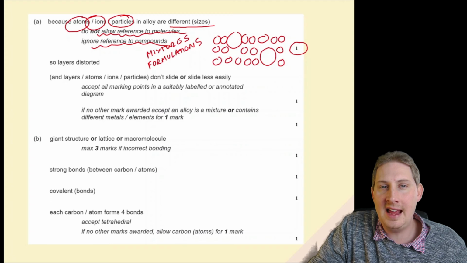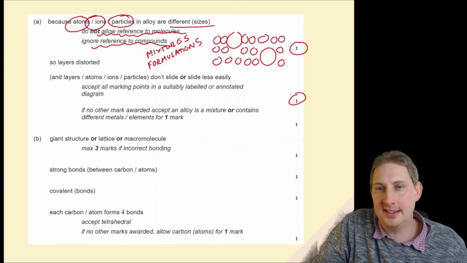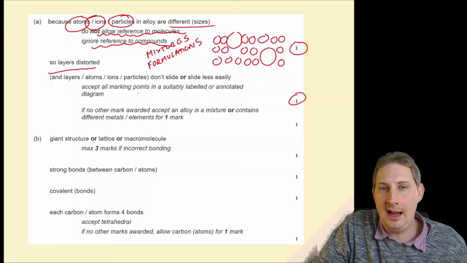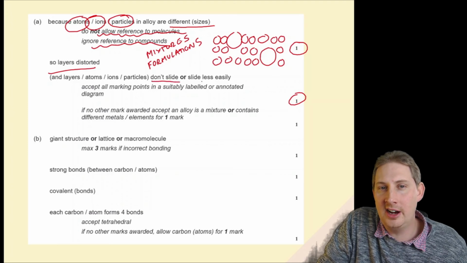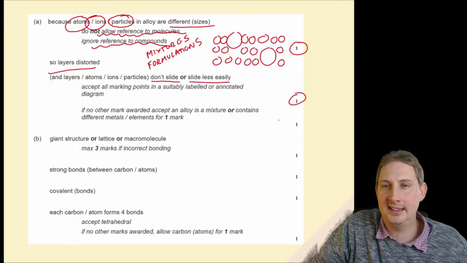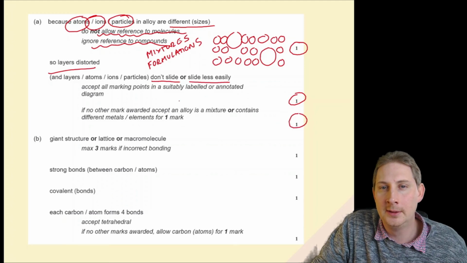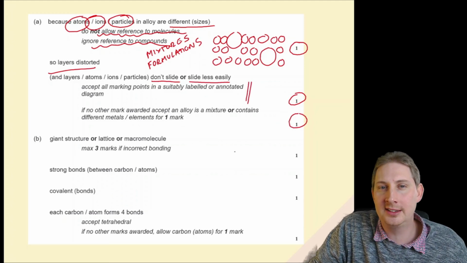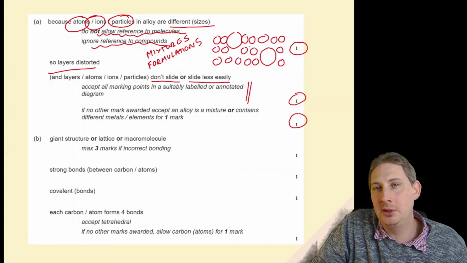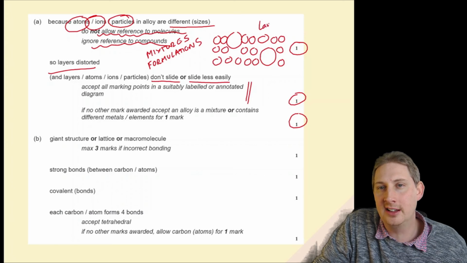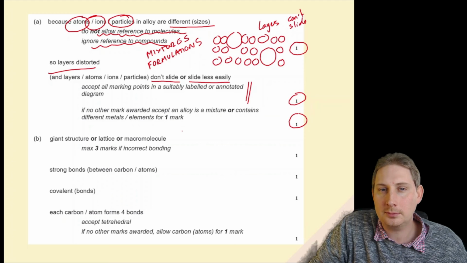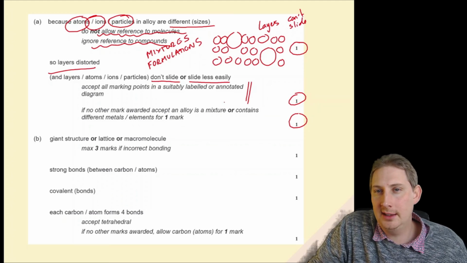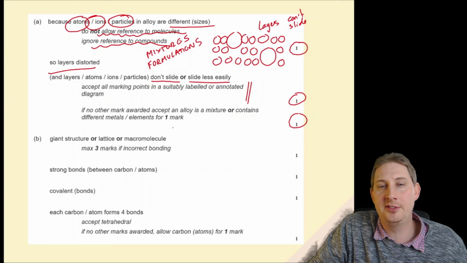So the layers are distorted, that's the second mark, and the layers can't slide or slide less easily for the third mark. Accept all marking points in a suitably labelled or annotated diagram. So you can't just draw this, but you've got to sort of show that the layers can't slide. If no other marks than simply for knowing that an alloy is a mixture of metals, you can have one mark for that.